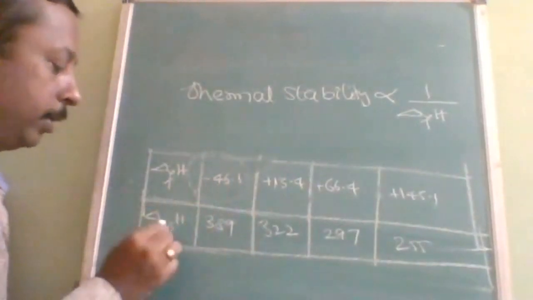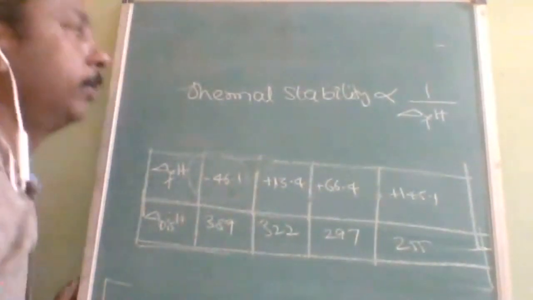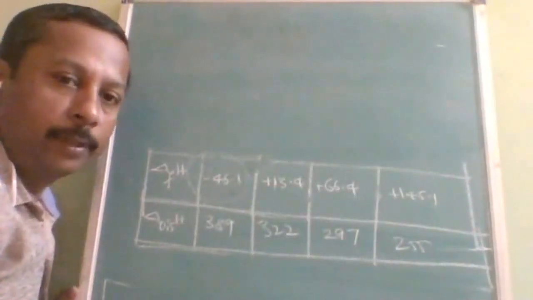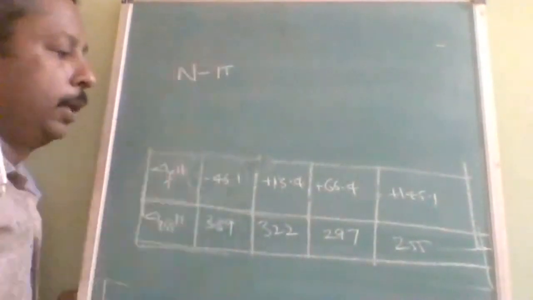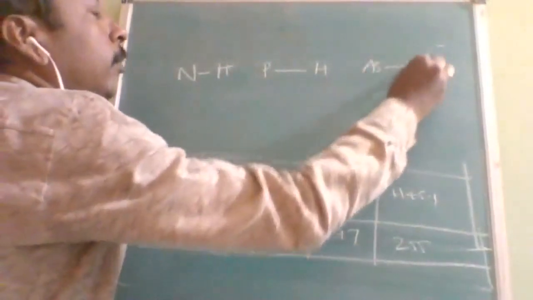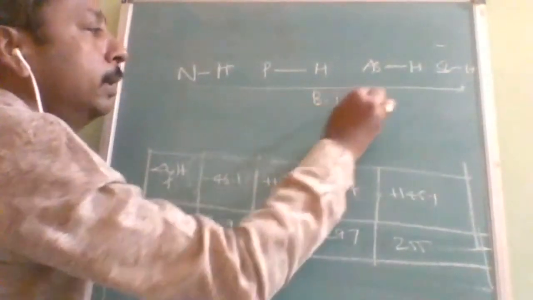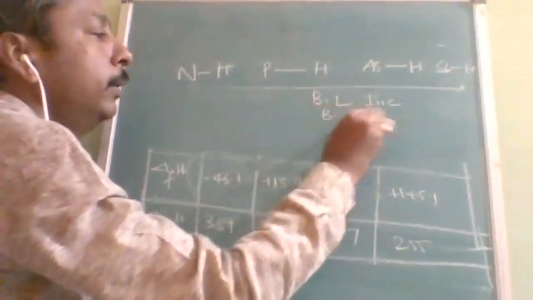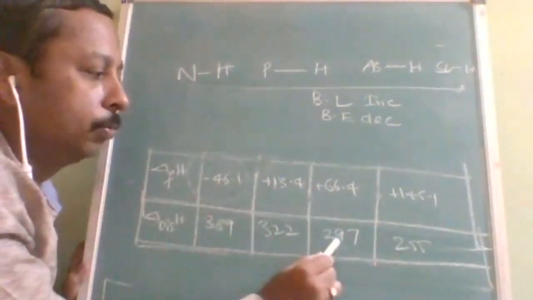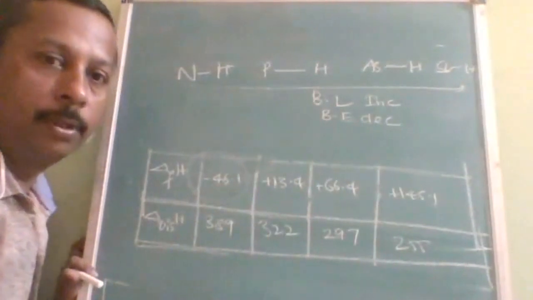Okay. Next, coming to the enthalpy of dissociation. It is about the bond length, and it is also asked in another way, as reducing power. Nitrogen and hydrogen: bond length is small. Phosphorus and hydrogen: bond length is bigger. Arsenic further bigger, antimony further bigger. So bond length increases and bond energy decreases. See, bond energy 389, 322, 297, 255. This is the reason for thermal stability and enthalpy of dissociation. Is it understood? Any doubt about this?